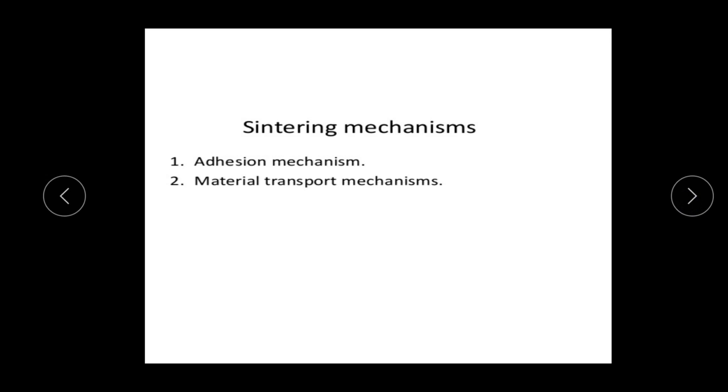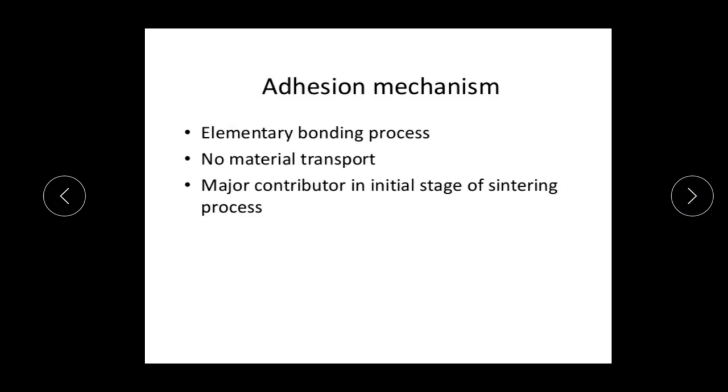Now we will discuss the sintering mechanisms. There are two sintering mechanisms. One is the adhesion mechanism, another one is the material transport mechanism. Let us discuss one by one. Now coming to the adhesion mechanism. The adhesion mechanism has some basic steps: elementary bonding process, no material transport, a major contributor in the initial stage of the sintering process.